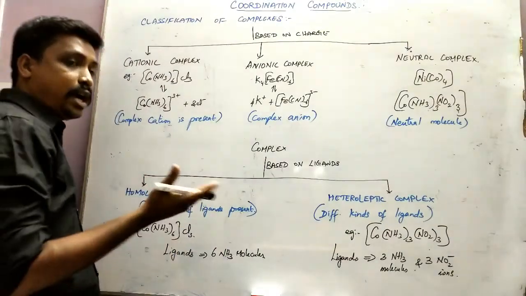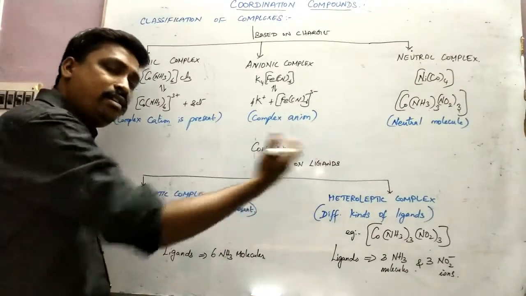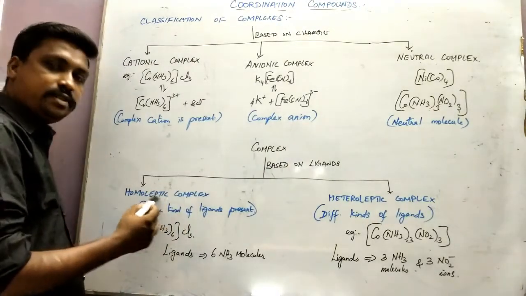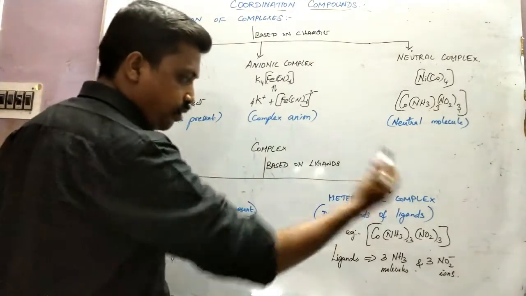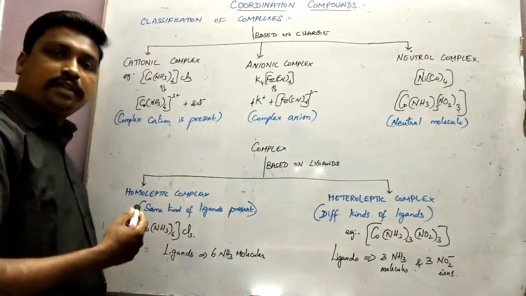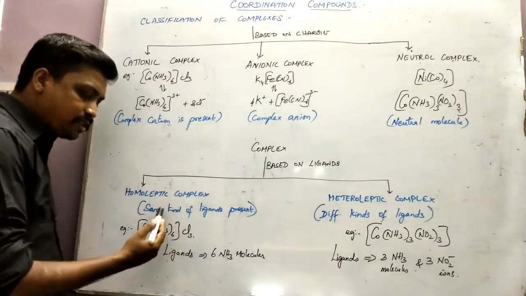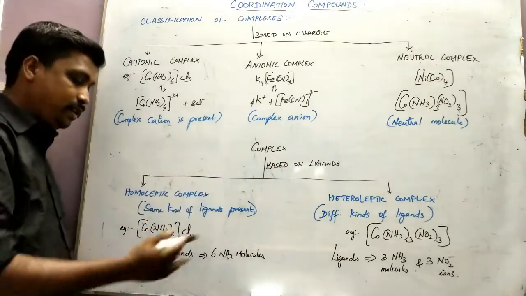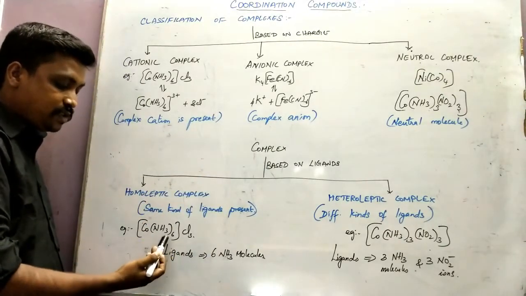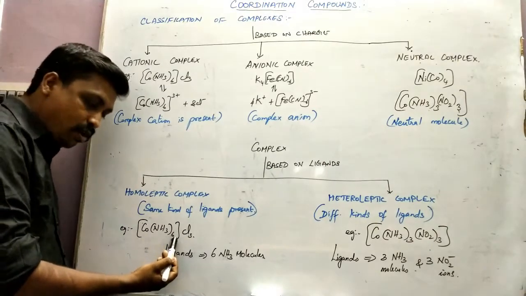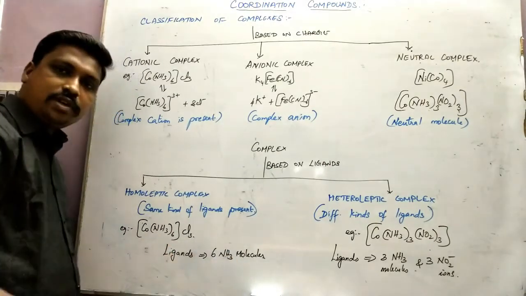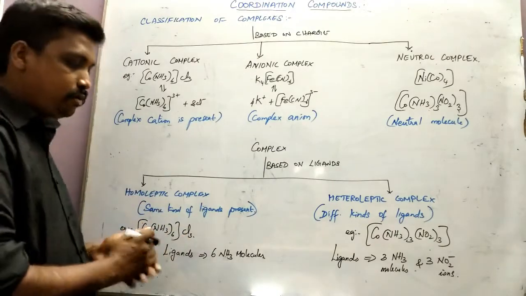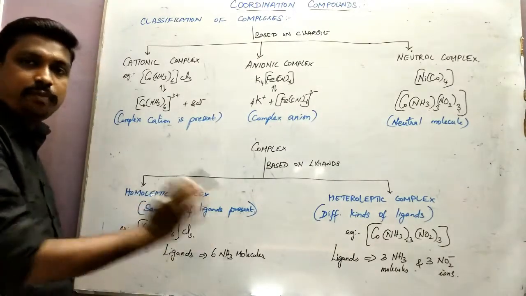Then another type of classification is based upon the nature of the ligands. It is classified as homoleptic and heteroleptic complexes. What is a homoleptic complex? If the complex consists of the same kind of ligands. See here, what are the ligands present? Six ligands are present, and all six ligands are ammonia molecules. So it is called a homoleptic complex.